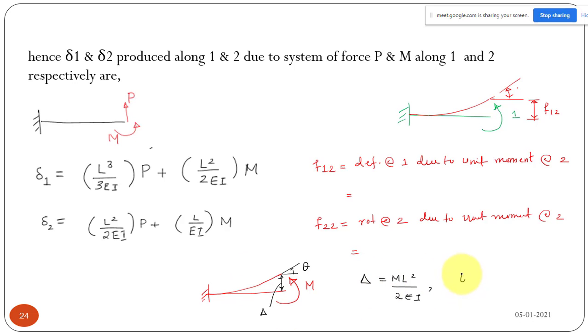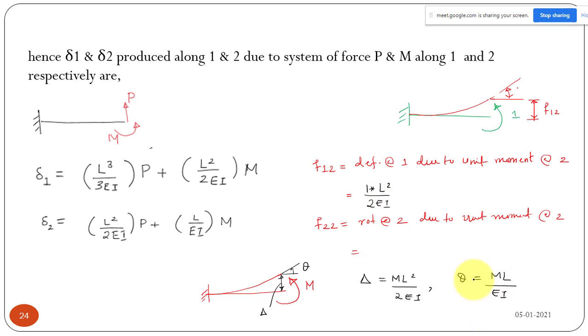So what is the equation for theta? ML by EI. Okay, so then you can tell F12, the deflection at 1 due to unit moment. We are applying a unit moment, so what will be this deflection? That will be ML square by 2EI, that is 1 into L square by 2 times EI.